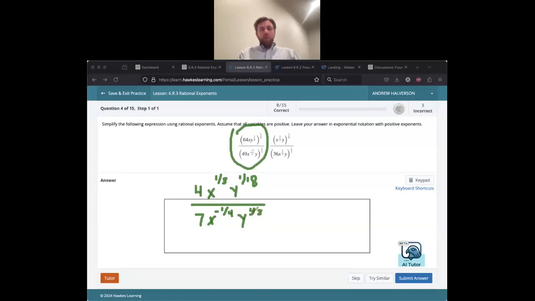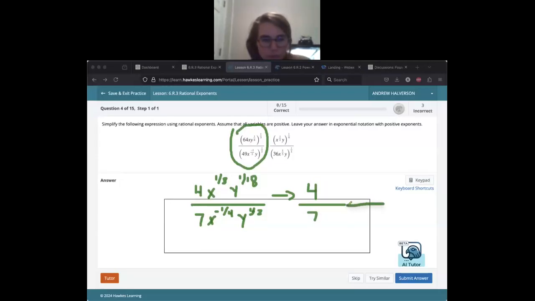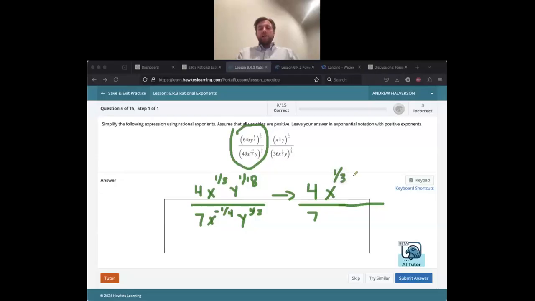Can I apply any properties to simplify this thing? The answer is yes. I have the same base on different sides of the fraction bar. What rule could I apply there? The quotient rule: subtract 1/2 from 1/18, or the other way. Remember, it's top exponent minus bottom exponent.